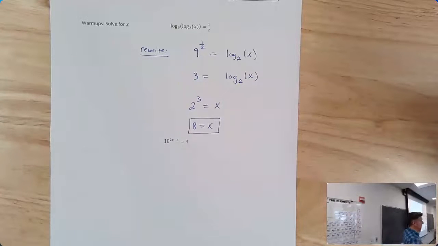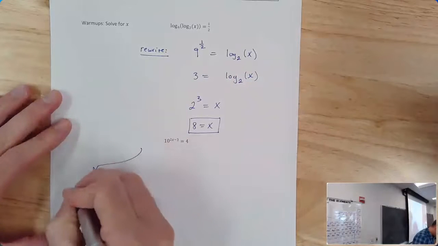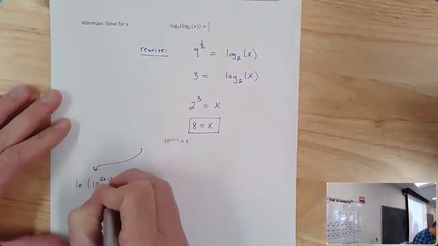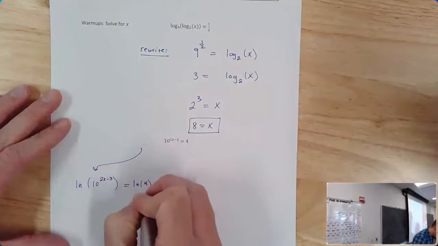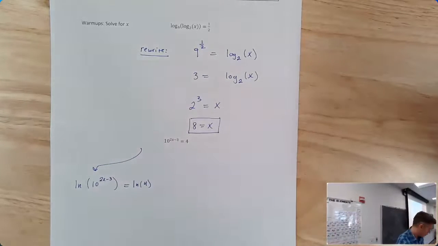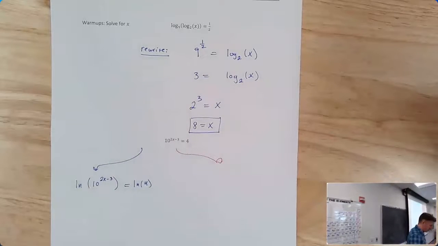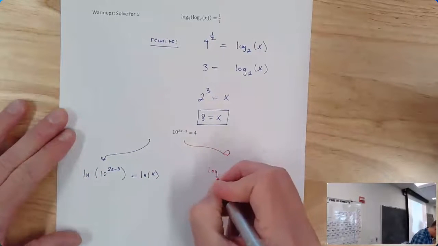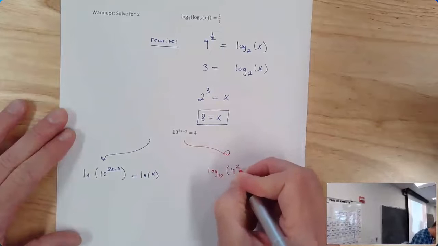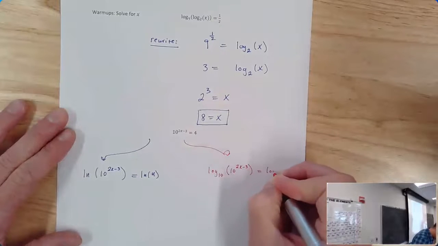Normally, I would take the natural log of both sides because that's just my go-to. But here specifically, since the thing being raised to a power is 10, it would also be totally reasonable to use the log base 10, because that's the other normal logarithm that comes up all the time. So you could go in a natural log of 10 to the 2x minus 3 equals the natural log of 4 direction, or you could actually take log base 10 of both sides and say log base 10 of 10 to the 2x minus 3 equals log base 10 of 4.